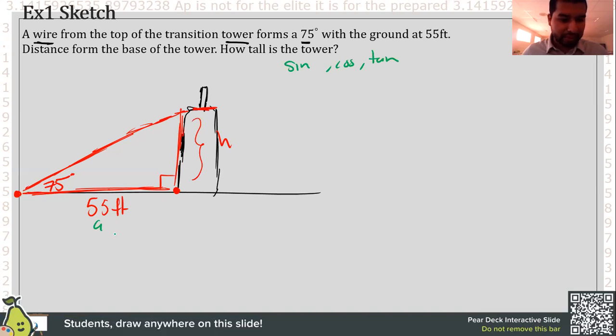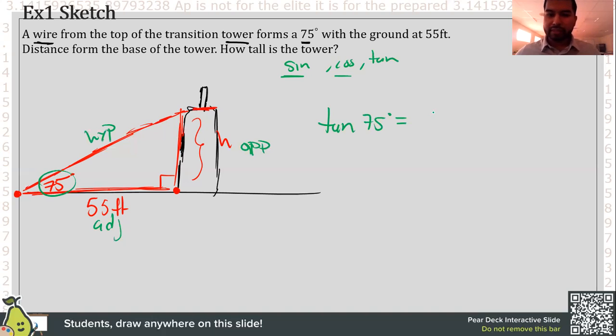Okay, so we have this. We have an adjacent side because my angle is right here at the bottom, the angle of elevation. We have an opposite, but I do not have my hypotenuse. So therefore, I cannot use sine and I cannot use cosine because the length of the wire is unknown. The hypotenuse is unknown. So we have tangent of 75 degrees is equal to my opposite, which is my height that I don't know of, and my adjacent, which is 55. All I'm going to go ahead and do is solve for h by multiplying by 55 on both sides. And I have 55 times tangent of 75 is equal to h.